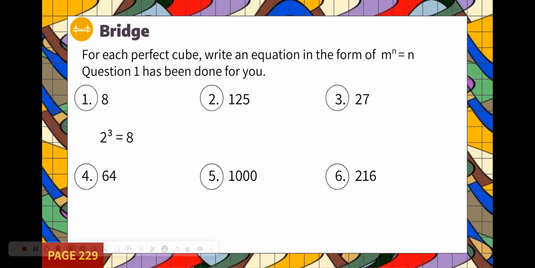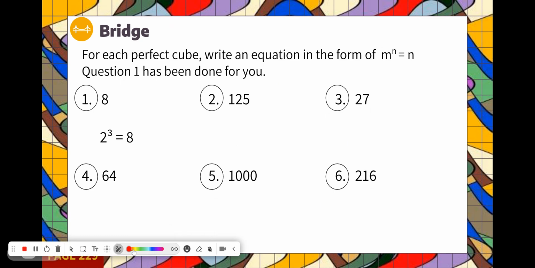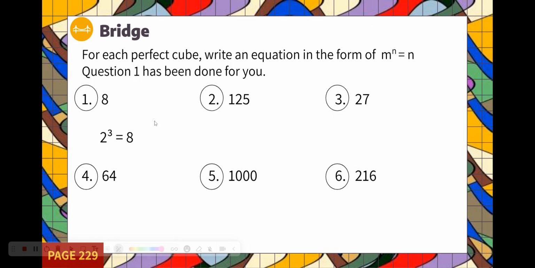So, let's start. For each perfect cube, write an equation in the form of m raised to n equals n. Question number 1 has been done for you. So we got 8 here. Perfect cube means 3, which means you will be thinking of a number that when you multiply 3 times, the answer is that certain number. So if I have 2 here and 2 there and 2 there, 2 times 2 is 4 times 2 is 8. So that's why 2 raised to 3 is equal to 8.